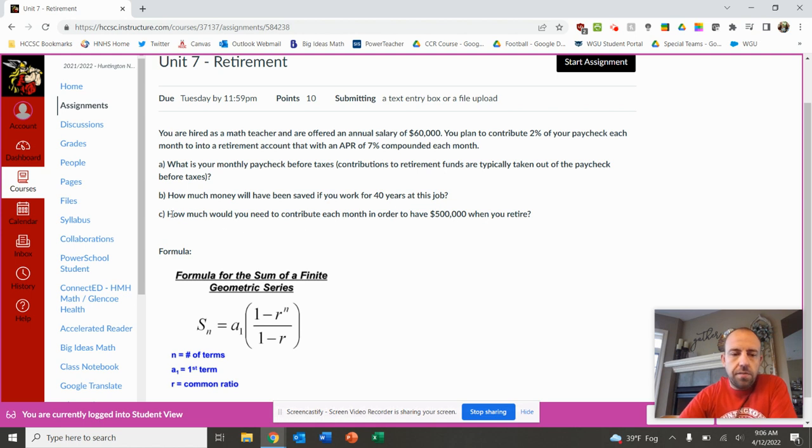Now C is going to be the toughest one. How much would you need to contribute each month in order to have $500,000 when you retire? On that one, we know what SN is. We know that's going to be 500,000. You're going to try to solve that for A1. Okay, so you're trying to solve for the initial term. So again, A is the key on this. You need to figure out what is going to be your monthly paycheck, and then what that contribution is going to look like from there, because it's, again, 2% of what that paycheck is going to be.